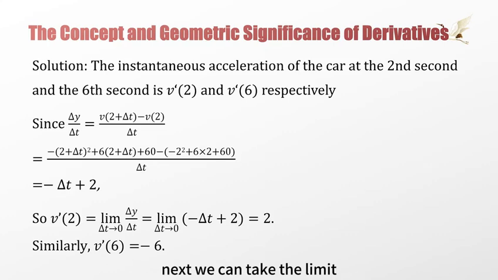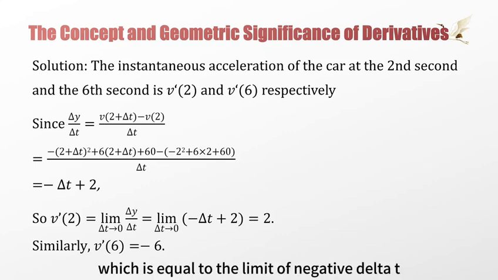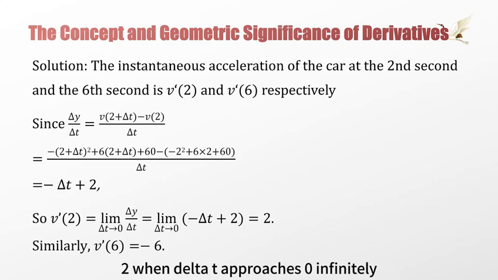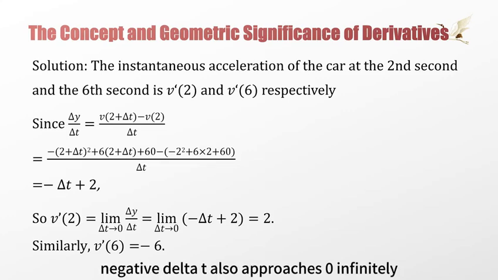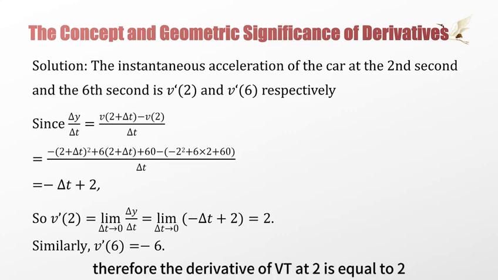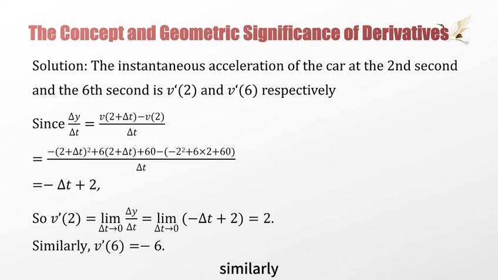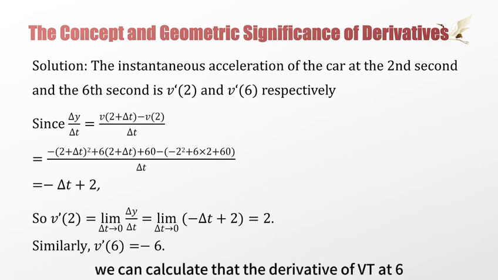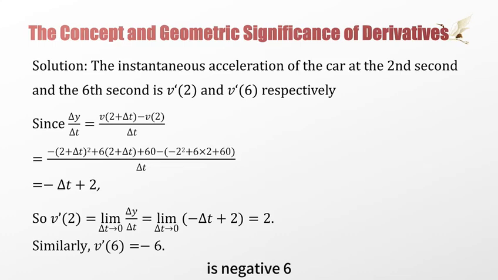Next, we can take the limit to obtain the derivative value at t equals 2, which is equal to the limit of negative delta t plus 2 when delta t approaches 0. When delta t approaches 0, negative delta t also approaches 0, and adding 2 leads to an approach to 2. Therefore, the derivative of v(t) at 2 is equal to 2. Similarly, we can calculate that the derivative of v(t) at 6 is negative 6.